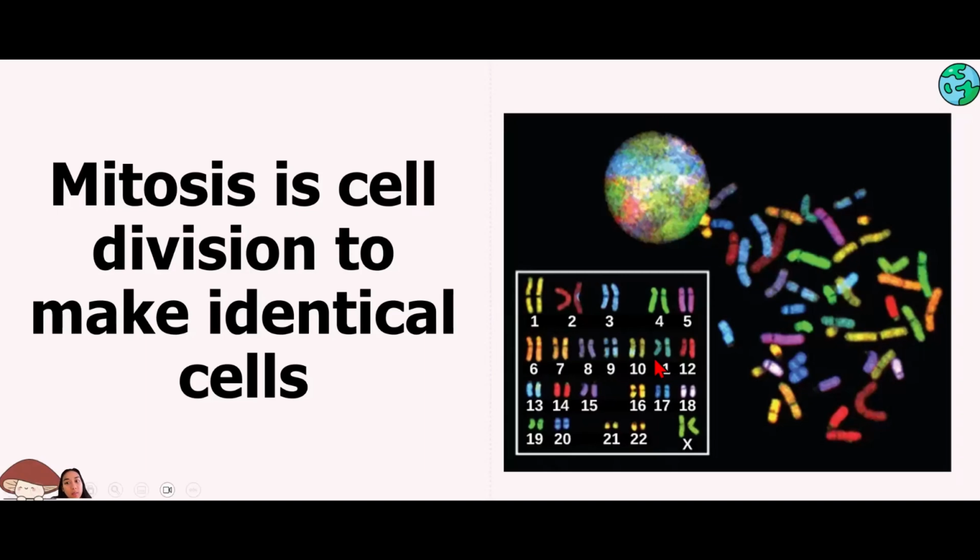Hello, in this video, we are going to be talking about mitosis. So mitosis is a type of cell division where the cell is going to divide in half, and then we are going to produce identical daughter cells.